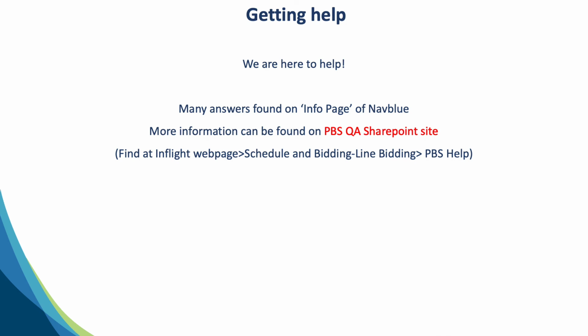Many questions are answered on the info page of NavBlue. More questions and information can be found on the PBS QA SharePoint site. Access to that is found through the in-flight webpage, Schedule and Bidding, Line Bidding, then PBS Help. Please do not contact individual members of the PBS committee for help. Sending your questions to our PBS email address will get you a faster response as they all monitor the email inbox.